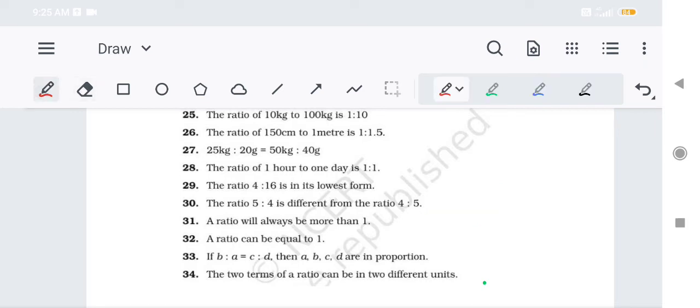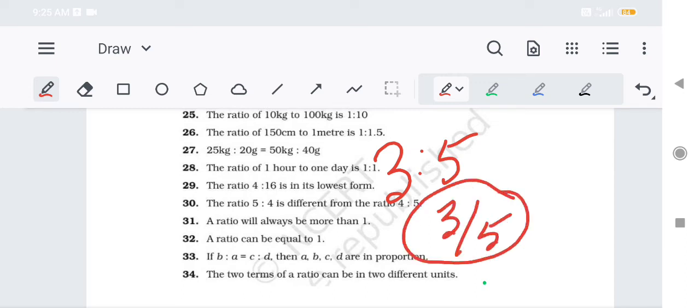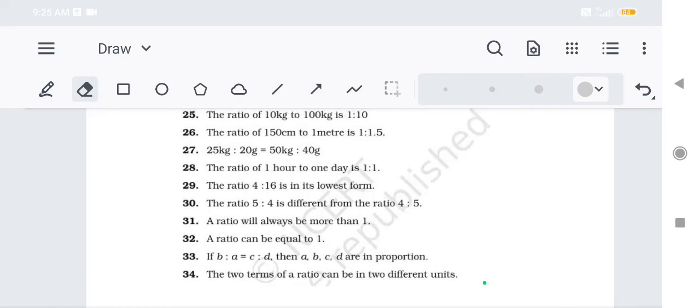Question number 31, it is written the ratio will always be more than 1. See, 3 is to 5 is also a ratio. If we convert it to fraction we will get 3 by 5, which is a proper fraction and less than 1. So this statement is also not true. Let's come to question number 32.